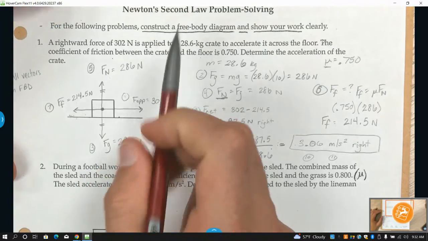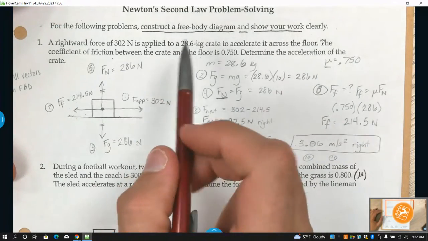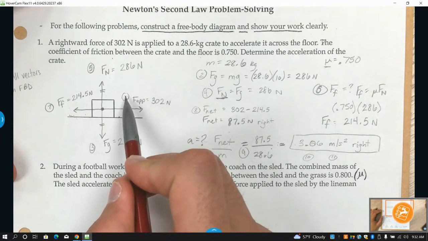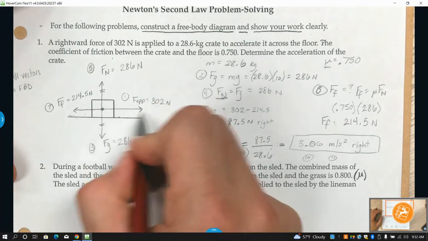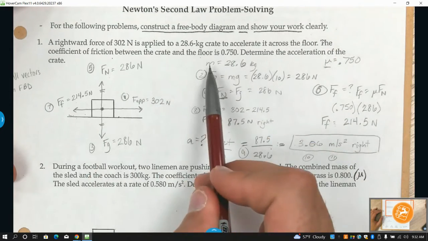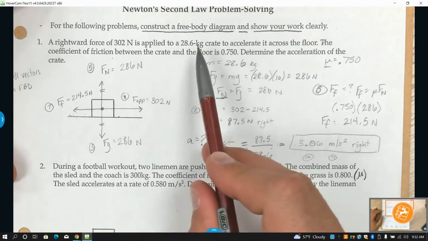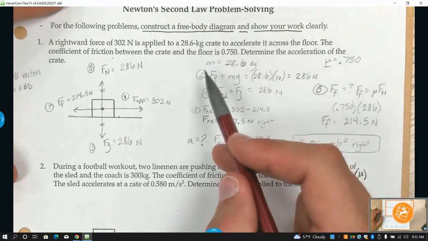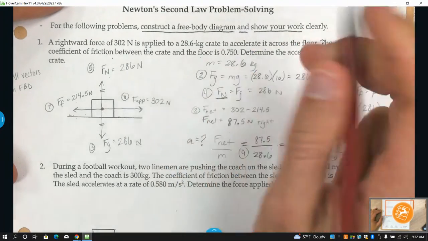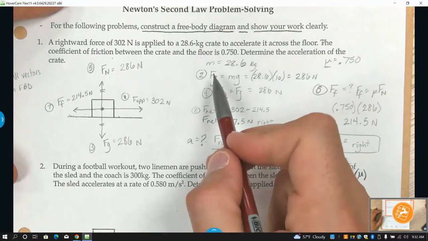First thing I would say to do: any forces that you can, draw in right away. So they said we have a rightward applied force of 302, so I drew that in as my first step. Now, I've been given mass and the coefficient of friction from the problem. Second step, guys, once you're given mass, you've got to know this automatically.